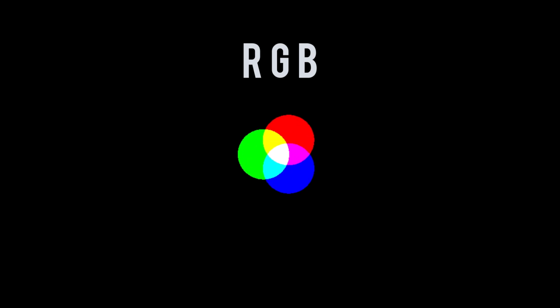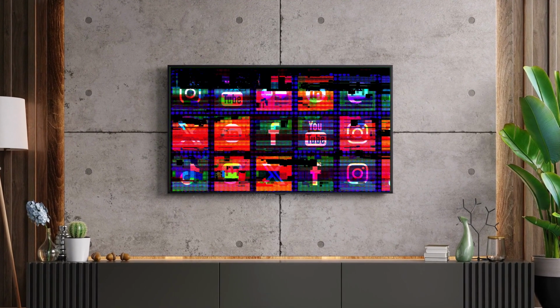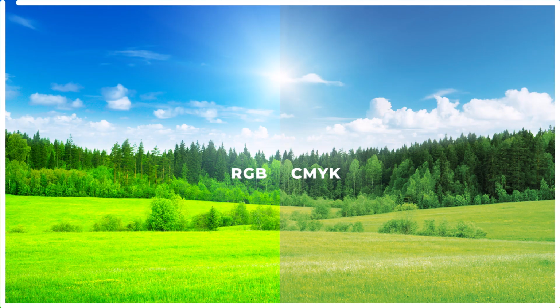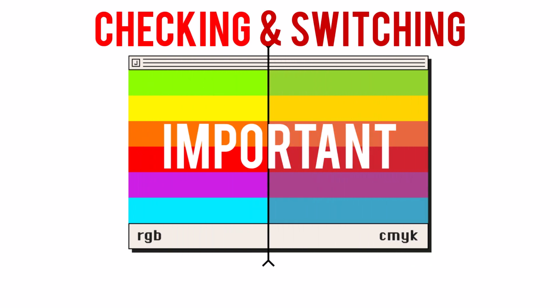RGB, on the other hand, stands for red, green and blue. This is the digital color mode, perfect for web graphics, social media posts and anything that stays on screen. If you design in the wrong mode, your colors may look completely different once you export or print your work. That's why checking and switching modes is so important.